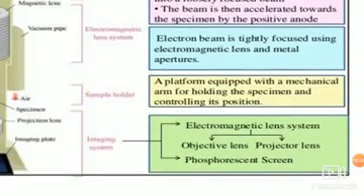And in the imaging system, the electromagnetic lens system is of two types, objective lens and projector lens. And the screen is made of a phosphorescent screen.